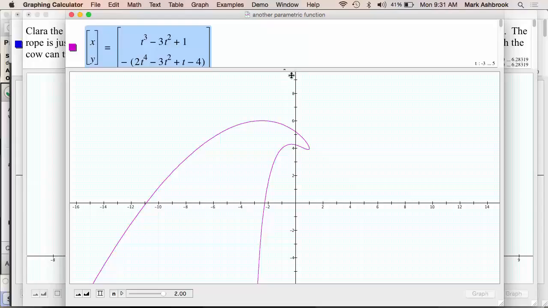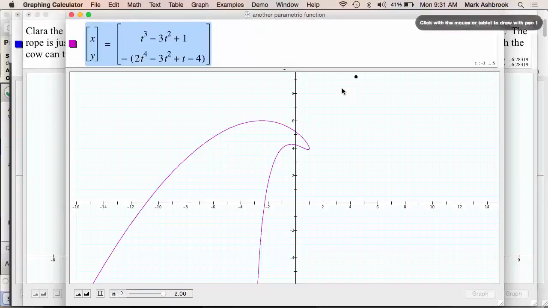Okay, so let's talk about area. One part of that project will be, how much area does she have to graze in? How much area can she reach in that setup, in that context? And so we want to talk about area. If y is a function of x, how do we find area?